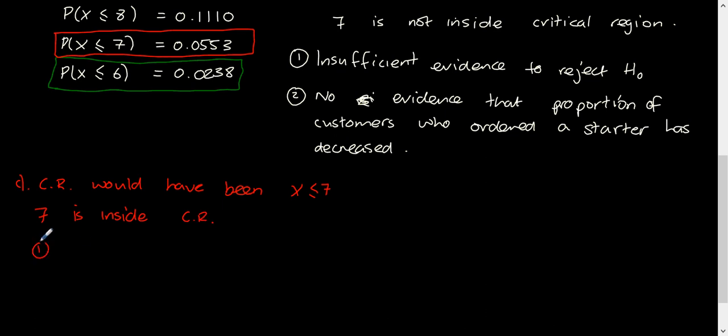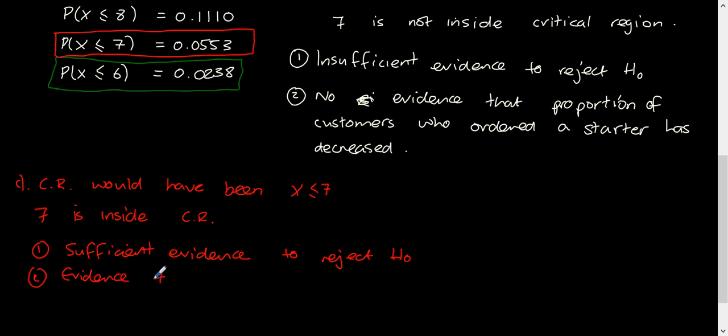And our two conclusions would have been different. They would have been: sufficient evidence to reject H0, and we would have had there is evidence that the proportion of customers ordering a starter has decreased.